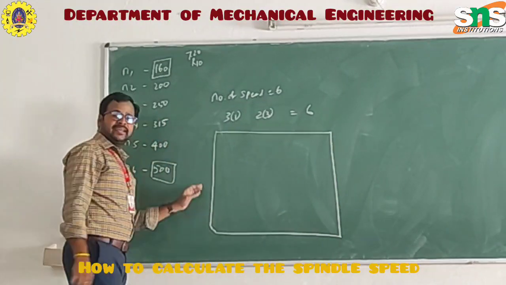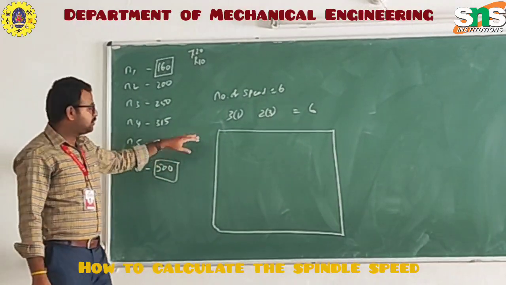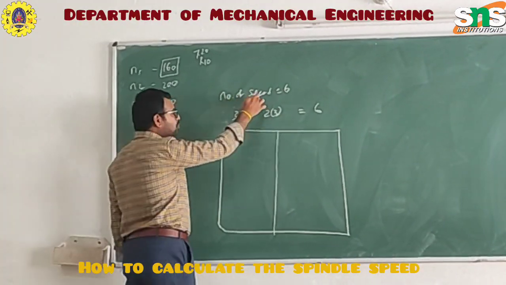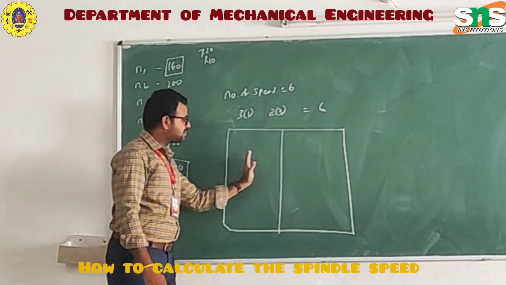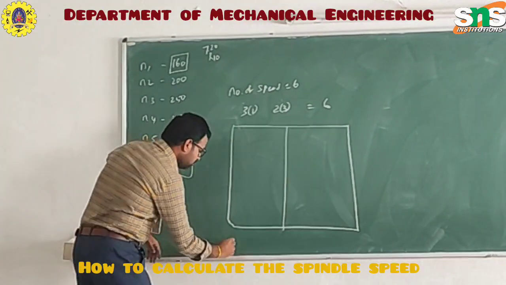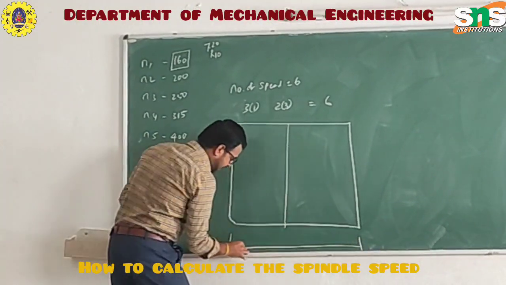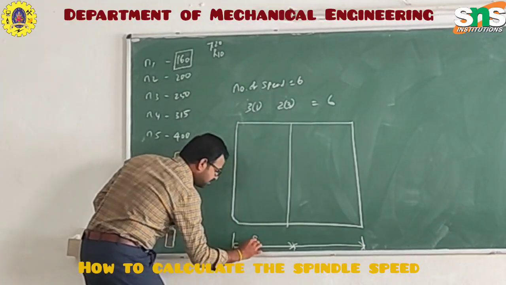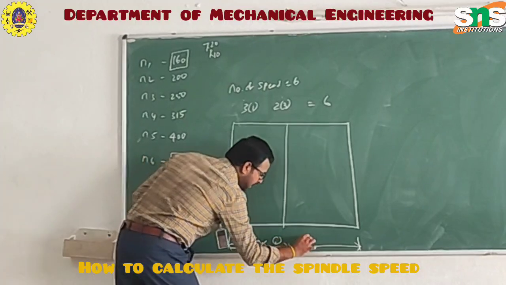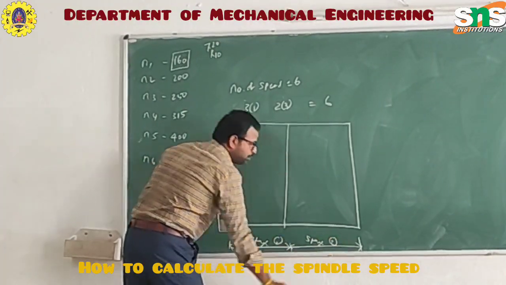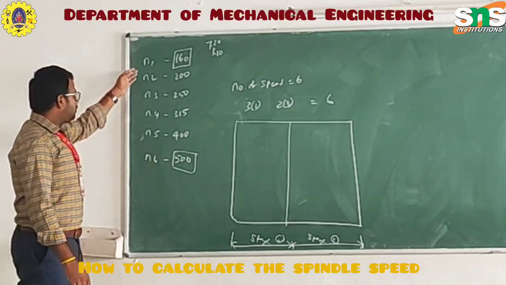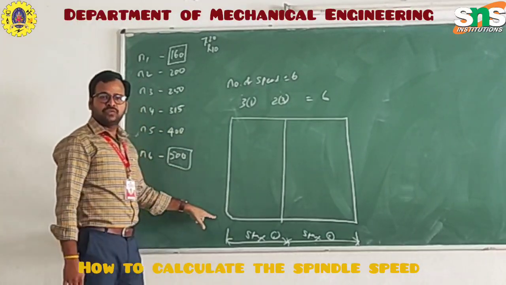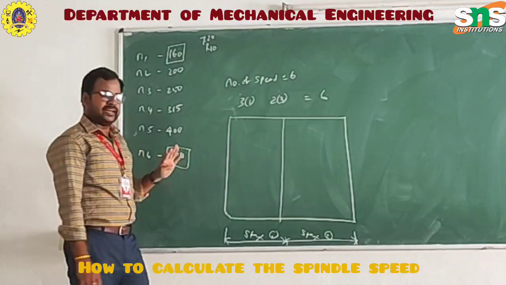Sometimes it may be asked as the structural diagram. So this is called stage 1, this is called stage 2. That's why I will skip into 2 stages. So in the bottom, you can construct stage 1 and stage 2. Now we want to split up into 6 different speeds. So this is 1 and this is 2. In between we want to construct the 4 lines.